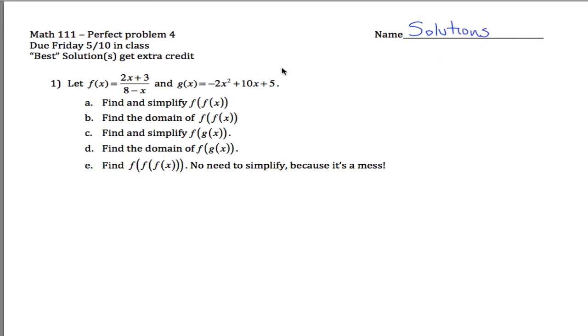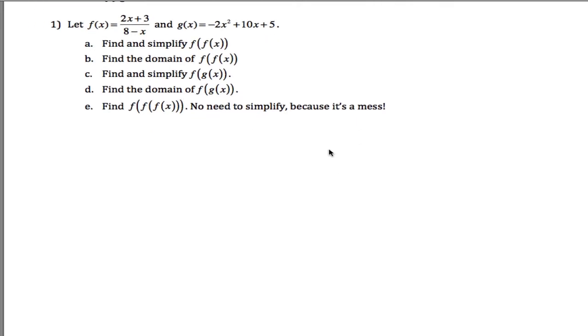Solutions to perfect problem 4 from Math 111. We're given these two functions, f of x and g of x, and asked to compose them and find their domains. So, okay, first we want to find f of f of x.